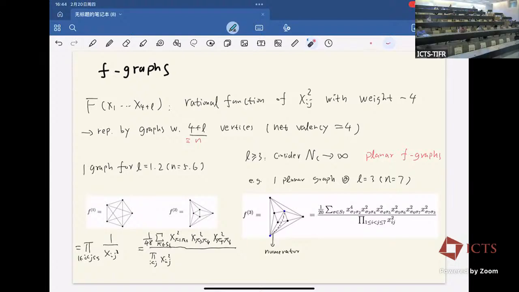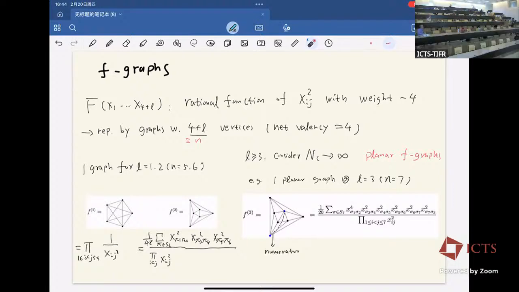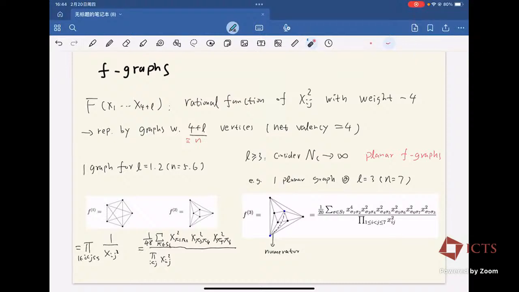So can I ask you a question? Yes, go ahead. When I look at the graph, what tells you that it's a 1 loop graph or a 2 loop graph or a 3 loop graph? Yeah. So the best way to understand this is that this is the graph that gives you.